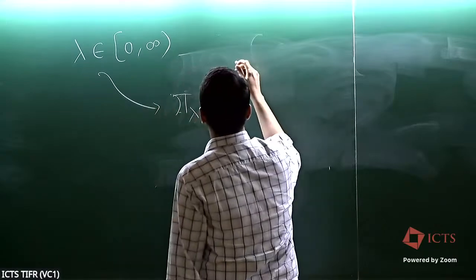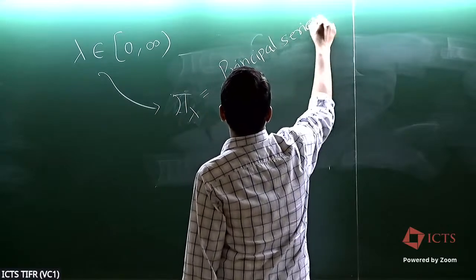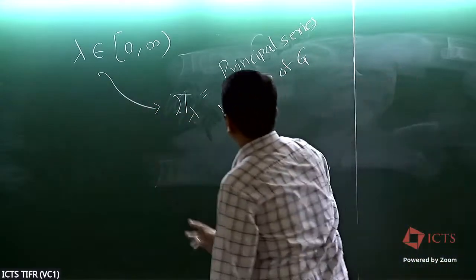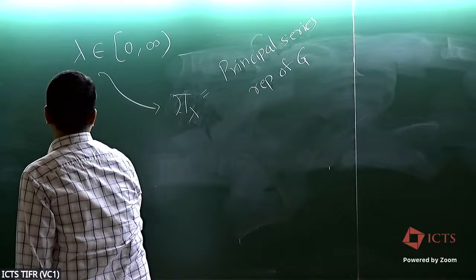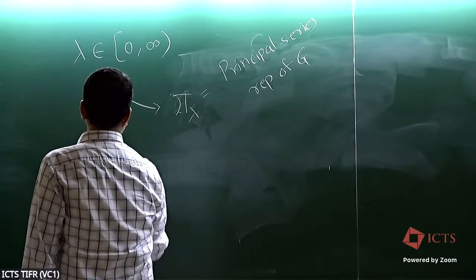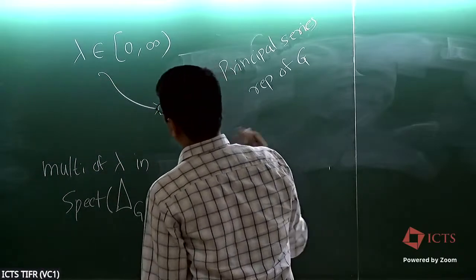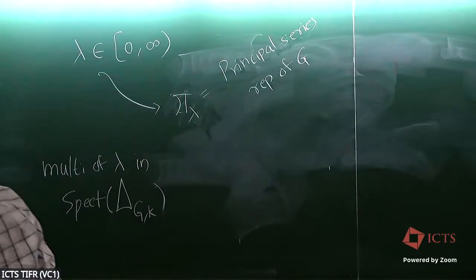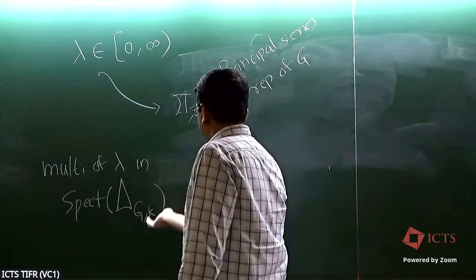So this is going to be a principal series representation of G, which is obtained by a parabolic induction process. G is the Lie group that we are looking at. And the multiplicity of this lambda, I'll call it the spectrum of the Laplacian corresponding to the setup, so Laplacian on G mod K, let's say. So this lambda is going to appear in the eigenvalue decomposition, or the spectral decomposition, of the Casimir acting on the sections of that bundle. And you ask the question whether the multiplicity is finite, and if it is, what is that number?